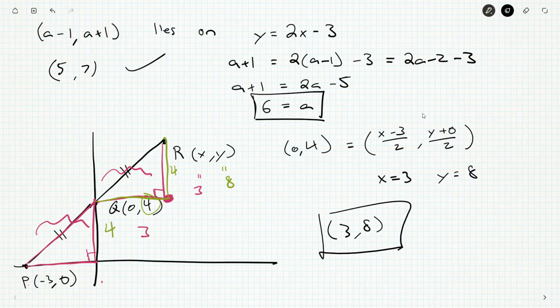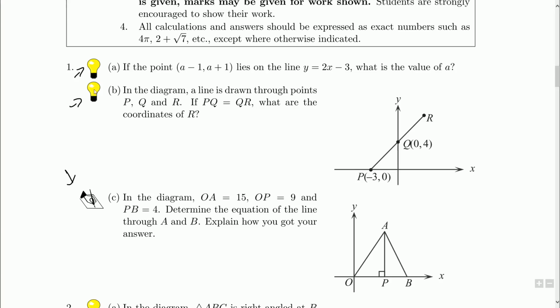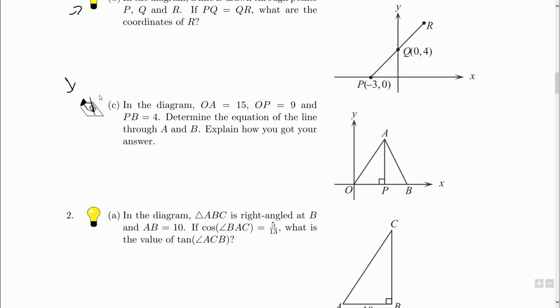would do just fine. Because this is a light bulb question. It's a short answer question right here. Now what's different is 1C. We're going to have to explain things.